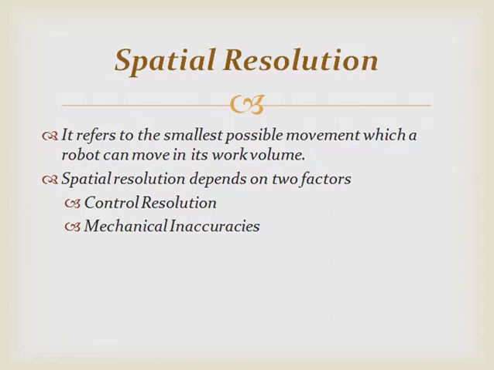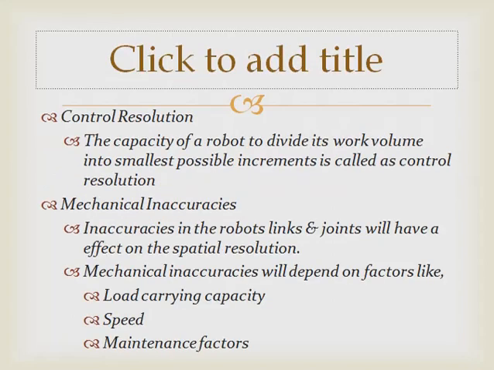This spatial resolution mainly depends upon two factors. The first one is control resolution and the second one is mechanical inaccuracies. Control resolution is the capacity of a robot to divide its work volume into the smallest possible increments. So in control resolution, we can call it the capacity of a robot to divide its work volume into the smallest possible increments, and this consideration is called control resolution.